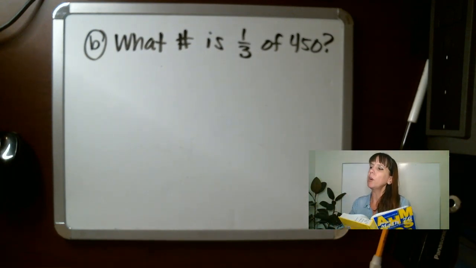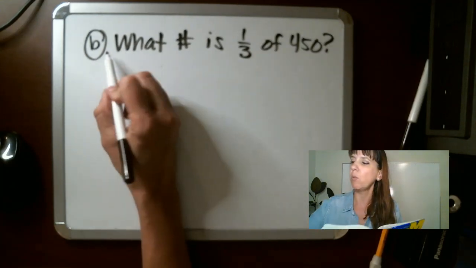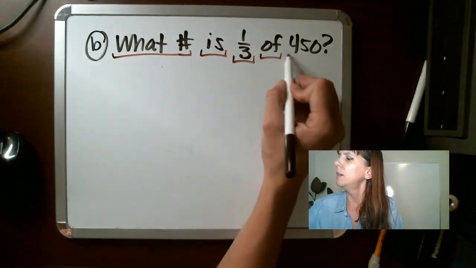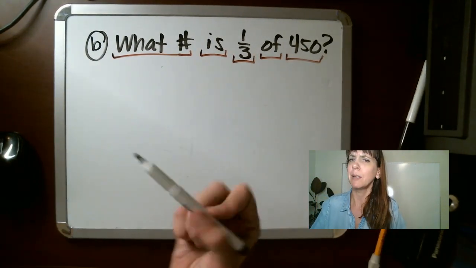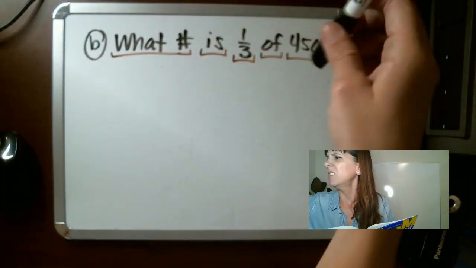All right, what number is 1/3 of 450? Again, we have what number, of 450. Let me see if I can find a marker. All right, let's try that again.